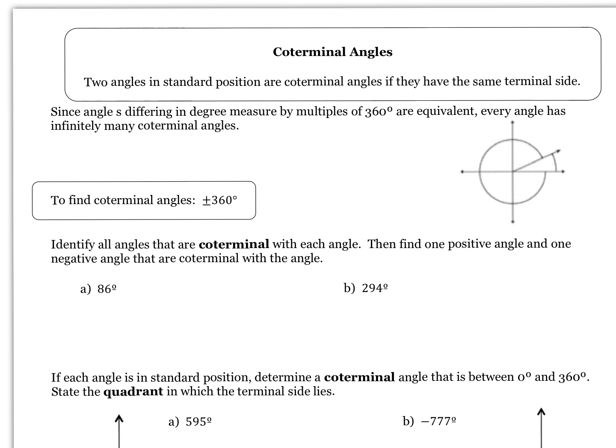Did I end at the same spot? What if I did another rotation? How many degrees have I gone now? 720, right? Are 0, 360, and 720 coterminal? You'd say yes because they all got me to the exact same spot, right?